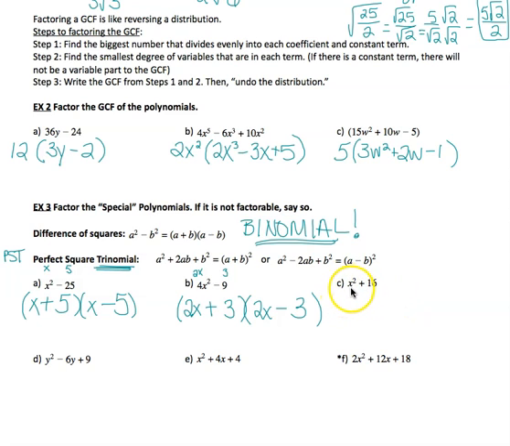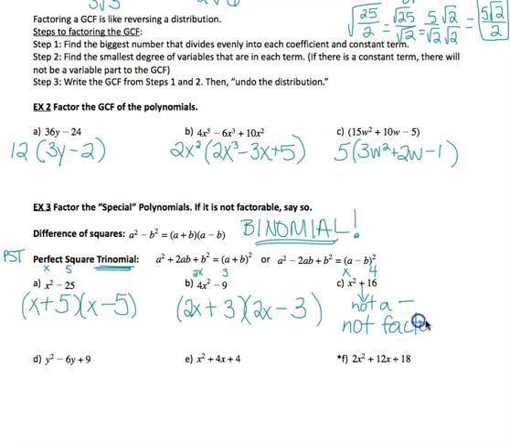C, now I'm going to check. It's a binomial, so I'm checking for difference of squares. Does x squared have a perfect square root? Sure does, it's x. Does 16 have a perfect square root? Sure does, that's 4. Is it a minus in the middle? No, it is not. Because this is not a minus, we cannot use this pattern. It's obviously not a PST because it's not a trinomial. So that means this guy is not factorable.